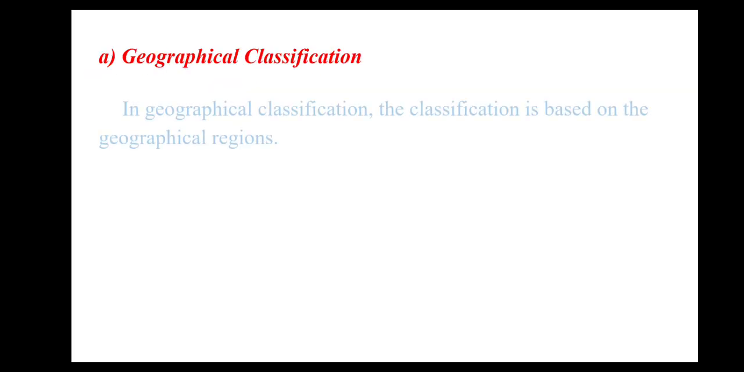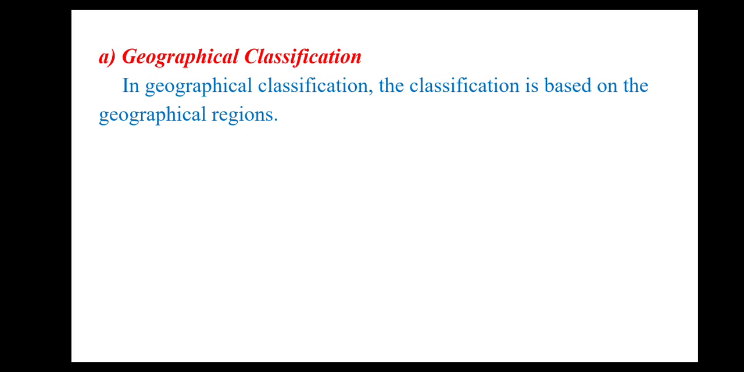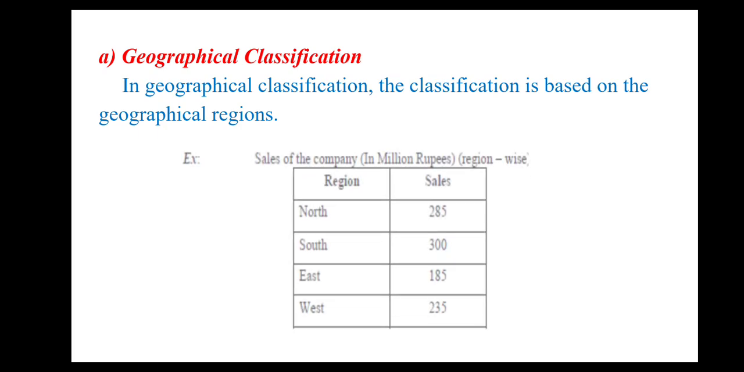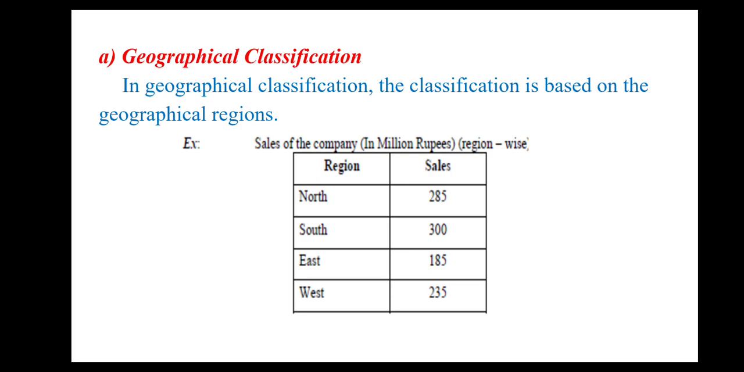Geographical classification. The classification is based on the geographical region and should be collected in this manner. Sales of the company in millions of rupees, region-wise. Region sales: north 285, south 300, east 185, west 235. So we can make it north, south, or southeast, northeast, or on an area basis such as urban, rural, developed, semi-urban. You can collect it in different formats. That type of classification is called geographical classification.